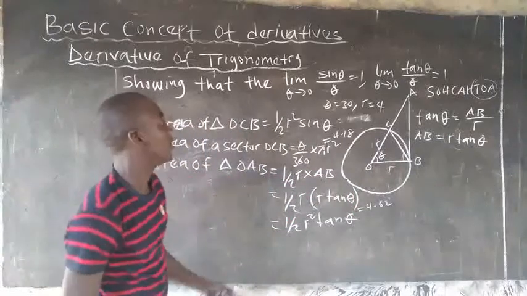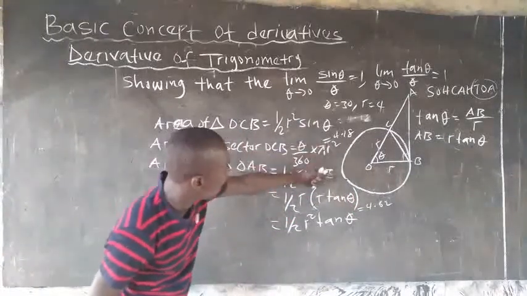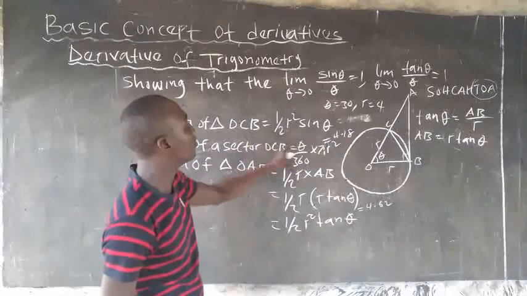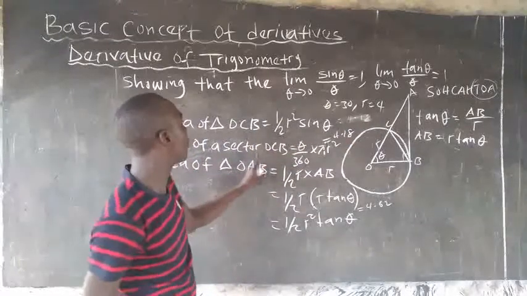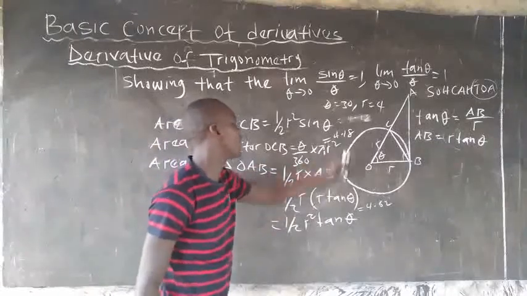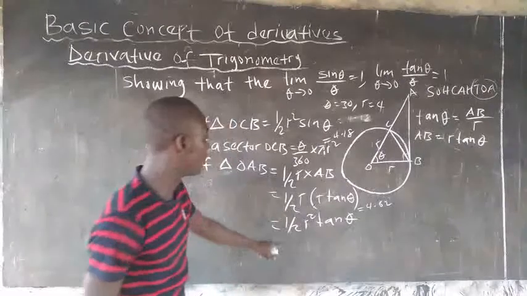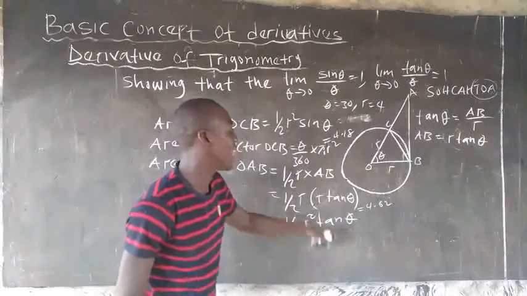I hope you are following. If you take a look at these numbers, the area of the triangle OCB is 4, while the area of the sector OCB is 4.18, and the area of the triangle OAB is half r squared tan theta.